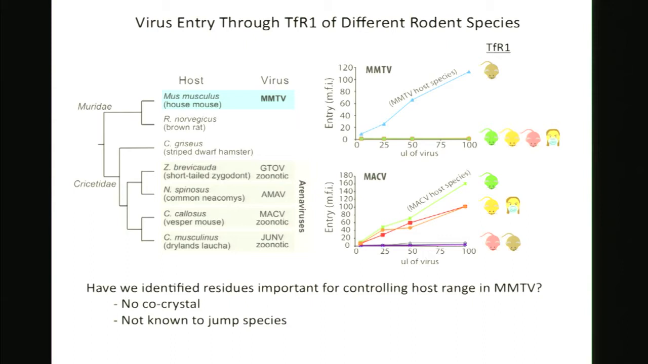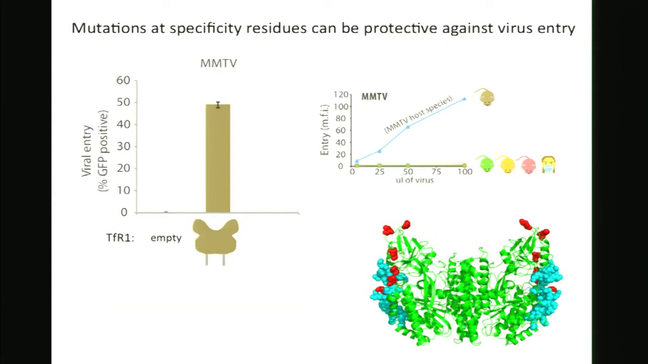It's not easily escaping around whatever the problem is. Okay, so here's my very silly drawing of this beautiful butterfly structure that's supposed to be transferrin receptor. What we've done here just recapitulates known data. We've taken cells that don't express transferrin receptor, and MMTV doesn't get in, but if you give MMTV its transferrin receptor from its favorite host, it gets into cells very well.